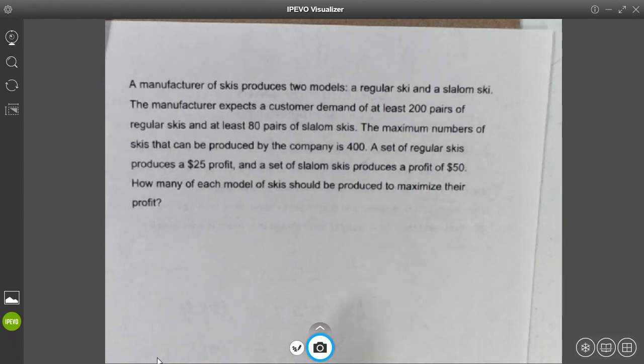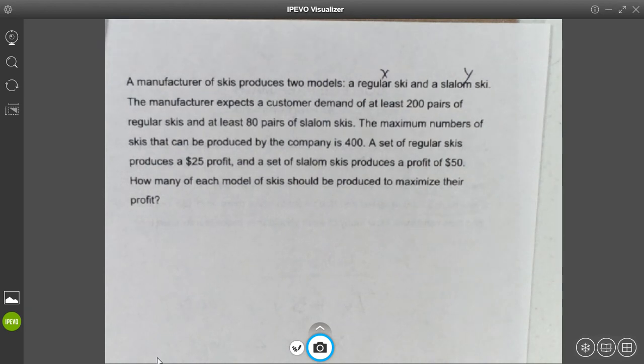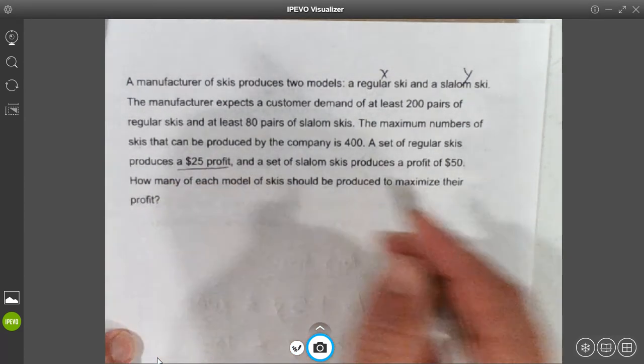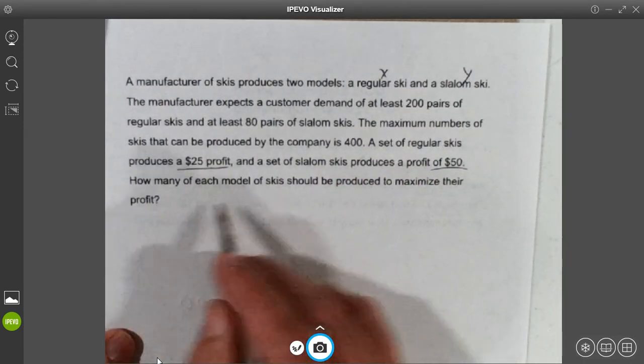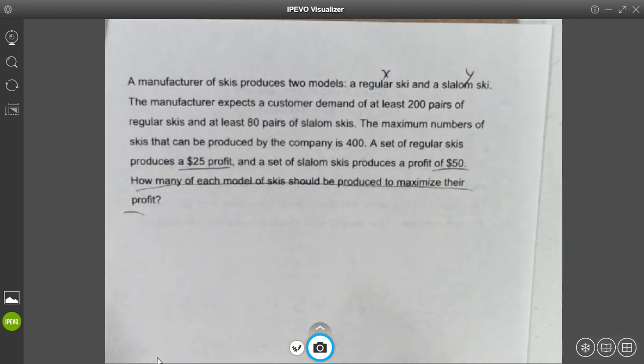We're talking about making skis. Regular skis and slalom skis. Let that be x, let that be y. What are your restrictions? Write me the inequalities for those. Graph those, and then find me the answer. If they make a $25 profit with the regular skis and a $50 profit with the slalom skis, how many of each kind should they make that fits all these restrictions, but also maximizes their profit?